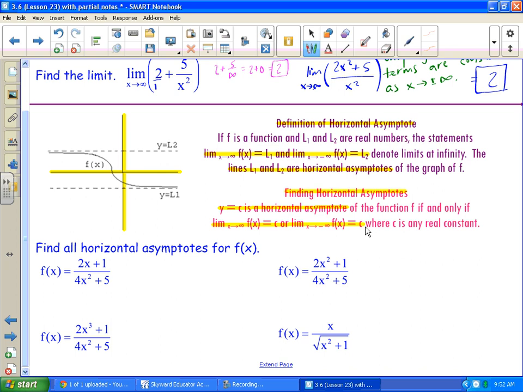So any questions on that concept? We're going to go ahead and try to find all horizontal asymptotes. So let's just do this first one here. What I'm going to do with this is I'm going to take the limit as I go to infinity. So we're going to take the limit as x goes to infinity of, I'm just going to say f of x, that exact function.